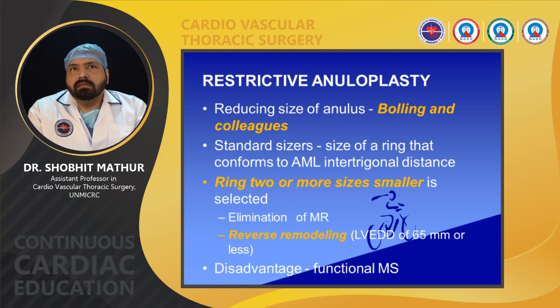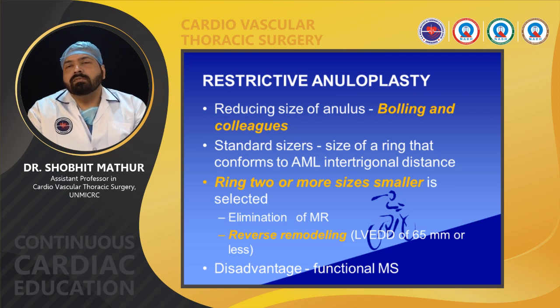Restrictive annuloplasty. This technique has been pioneered by Bolling and colleagues, basically reducing the size of the annulus. The standard sizer for selection of the ring is one that conforms to the AML intertrigonal distance. In restrictive annuloplasty, whatever the sizing has been confirmed, a ring size 2 or more sizes smaller is selected for doing the annuloplasty for elimination of MR. Why? Because elimination of MR is there, and secondly, it causes reverse remodeling of LV.